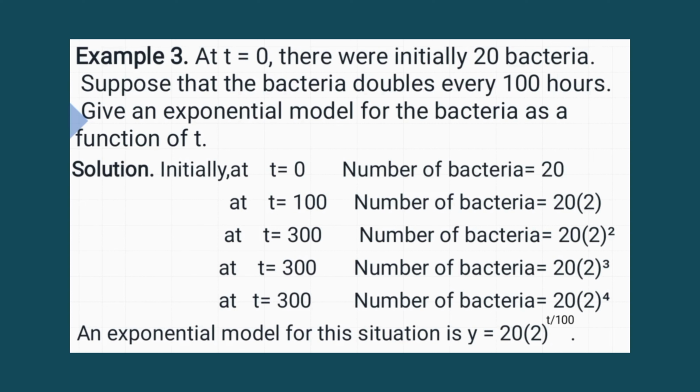In this situation, we can represent it using the exponential model y is equal to 20 times 2 raised to t over 100. The 20 is the initial number of bacteria. The 2 we get because of the given, which is double. And the 100 is the unit of time.